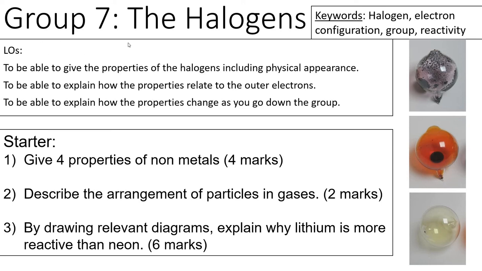Hi guys, today we're going to be looking at group 7, also known as the halogens. By the end of this lesson you're going to be able to give the properties of the halogens, including their physical appearance. You're going to be able to explain how the properties relate to the outer electrons, just like in our previous video, and explain how the properties change as you go down the group. So very similar objectives to last lesson, except we're focusing on group 7 rather than group 1.